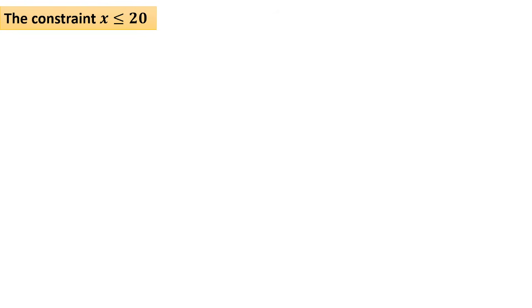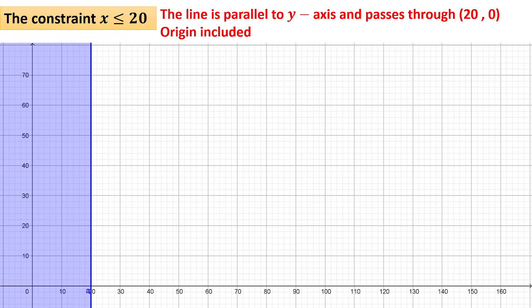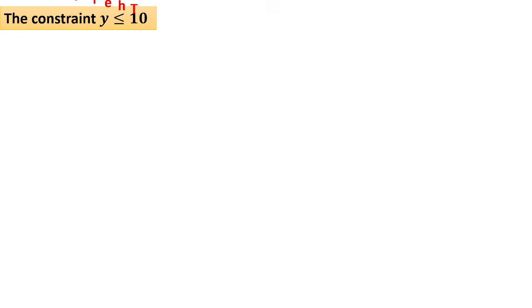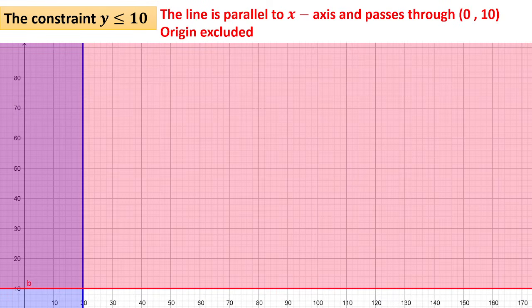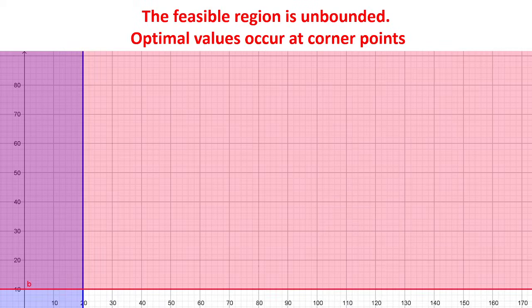I am showing you the graph of the first one. Therefore, it is always going up parallel to the y-axis, and the second one is parallel to the x-axis. And these are the points where it is a bounded region. You are seeing the bounded region.